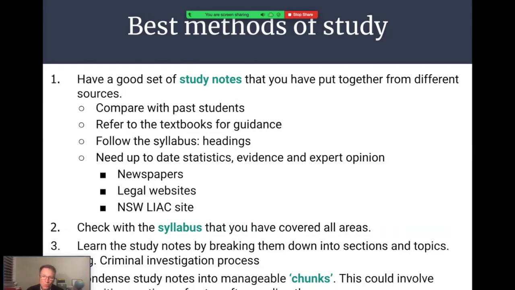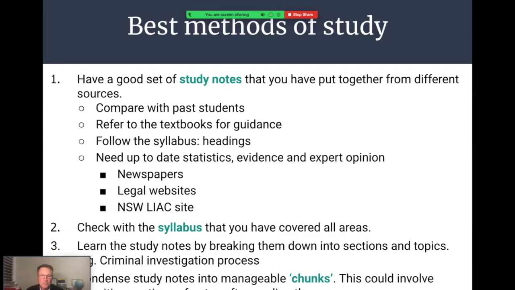Compare your study notes with other students. Work out what gaps you have in your knowledge, what other students have included that you need to include, and things that you could delete from your own. Look at your textbooks, which are written by experts and give you a brief overview of the bullet points and the syllabus requirements. Don't confine yourself to the textbooks, however. Follow the syllabus headings. I would make notes under every syllabus bullet point heading. I would then make notes under every theme and challenge heading so that I'm extremely familiar with the syllabus.